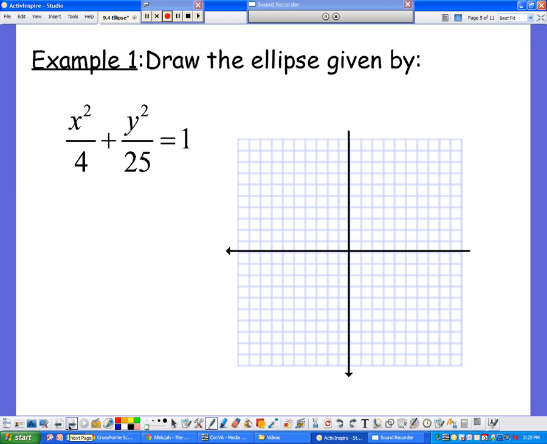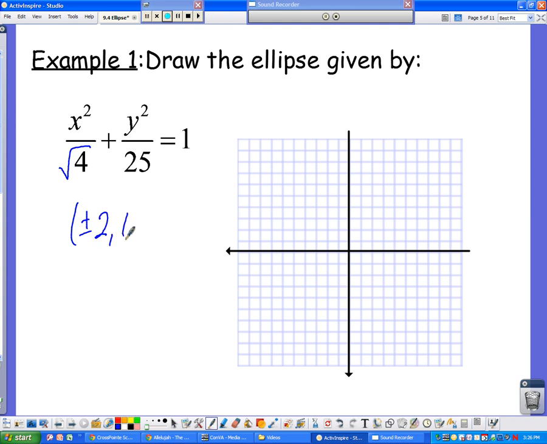This is an example of what one would look like. We want to draw the ellipse given by x squared over 4 plus y squared over 25 equals 1. Since this one is underneath the x, you're going to take the square root of 4, which simply gives you plus or minus 2, and it's in the x spot. So we're on the x-axis at 2, and we're going to do one at negative 2. And we're going to do the same thing with the y. That's going to give us plus or minus 5, and this one is 0.